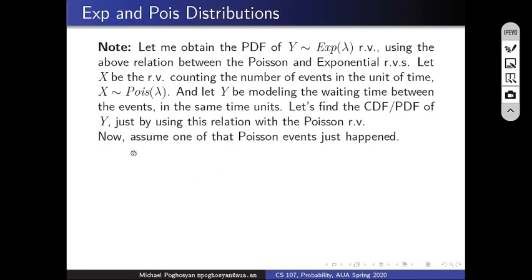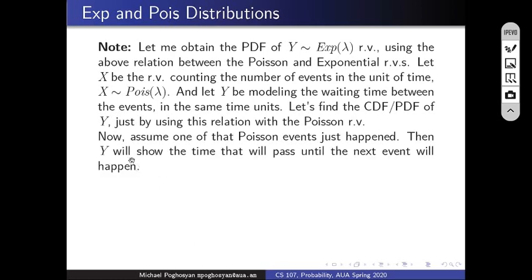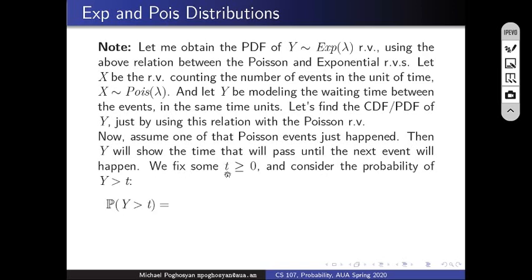Now assume one of the Poisson events just happened. Then Y will show the time that will pass until the next event will happen, because Y is calculating the waiting time until the next event. So I'm fixing some non-negative t, and considering the probability that Y is larger than t. So what is the probability that I will wait more than t, say minutes or hours, depending on the unit of time? What is the probability that Y will be larger than t minutes?